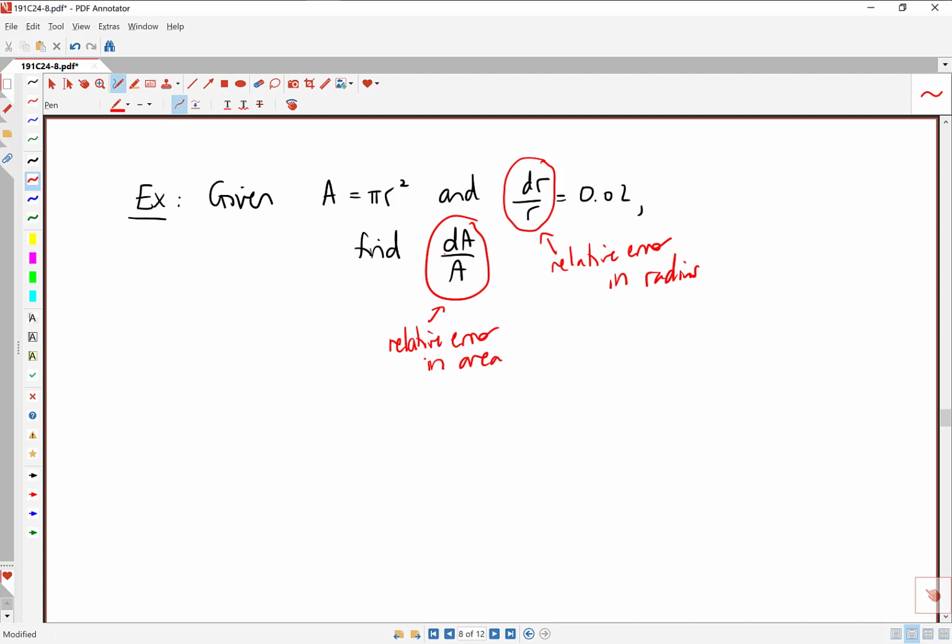So anytime you have d something over that same something, you're talking about relative error, and that will be expressed in a percentage, like 1% error or 5% error, etc.